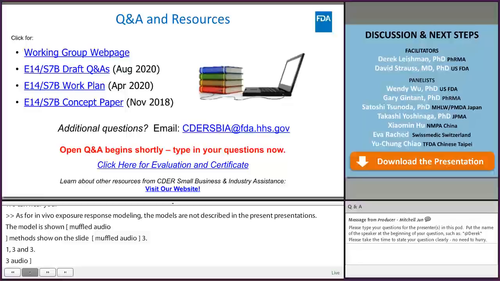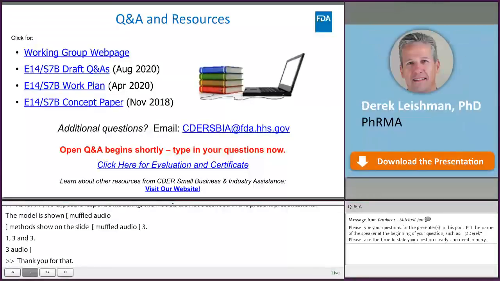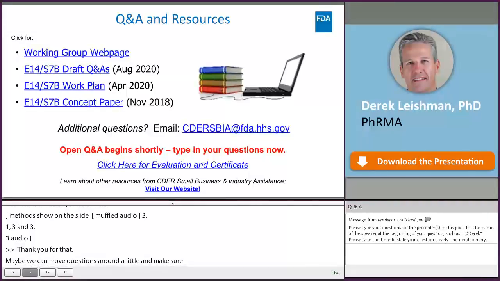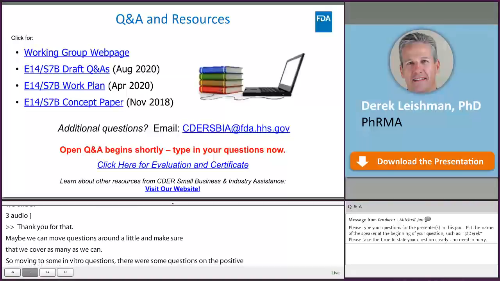Thank you for that. Maybe we can move our questions around a little and make sure that we cover as many as we can. So moving to some in vitro questions. Dr. Wu, there were some questions on the positive controls for the in vitro assays and does the sponsor have to run the calibration compounds each time? If not, how often? And then there were other questions on how you choose the positive controls. Could you answer some of these questions around positive controls?